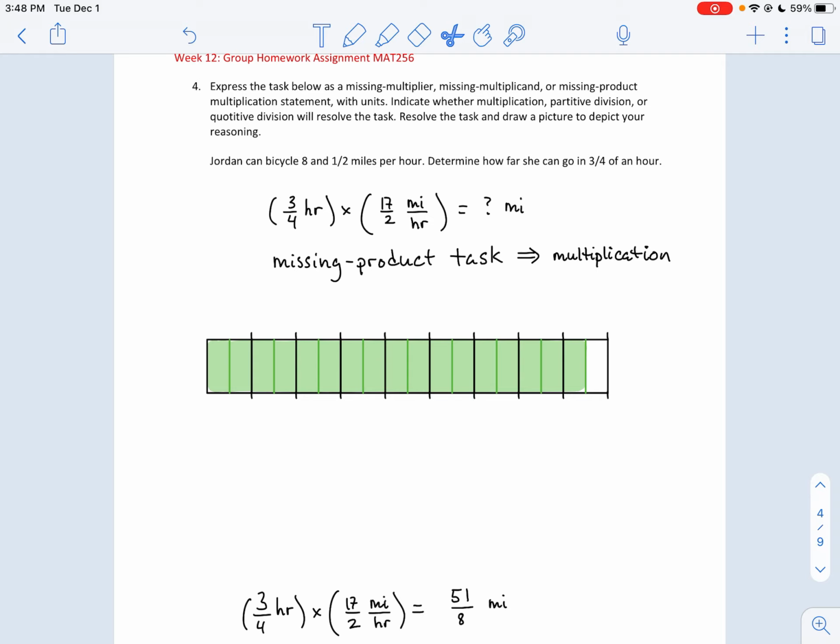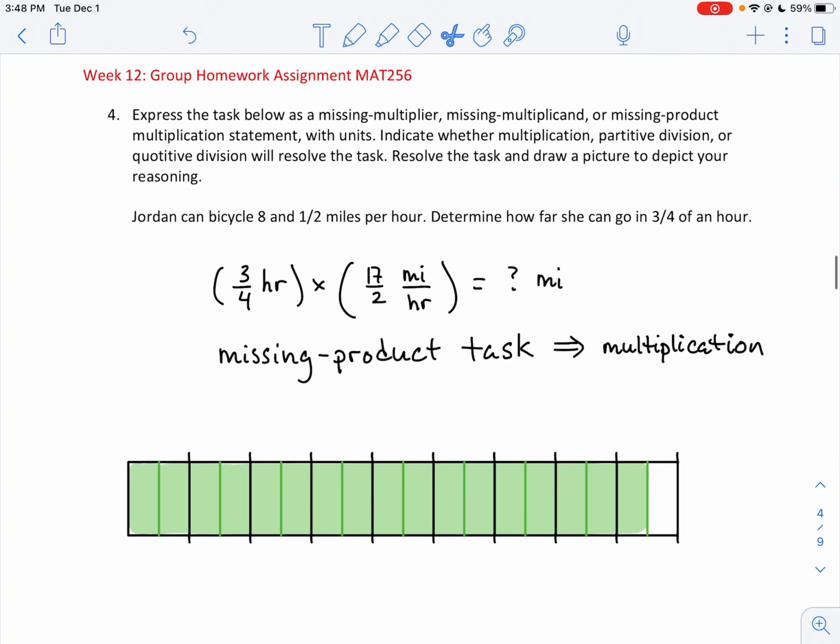Number 4, this one, similar instructions. Jordan can bicycle 8 1/2 miles per hour. Determine how far she can go in 3/4 of an hour. So you have to really be mindful of the units to know where the multiplier is, or the multiplicand. That's really the one to focus on. When you see 8 1/2 miles per hour, well, 8 1/2 is the same thing as 17 halves. That's the multiplicand. So that is given.